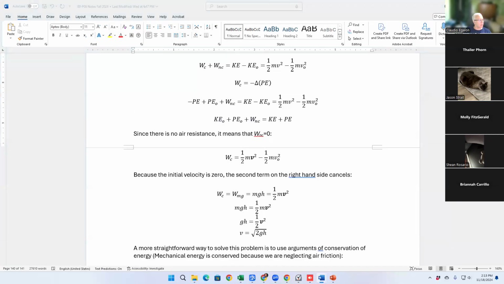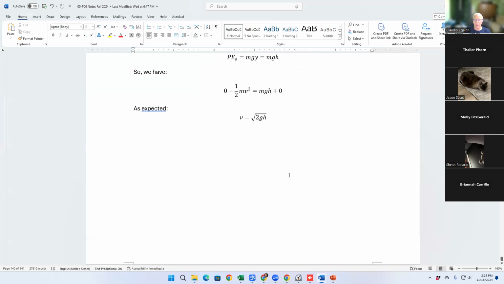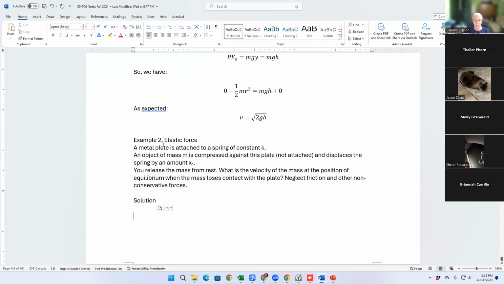We can also do another example of elastic force. Let's take a look here. Example 2. Elastic force. A metal plate is attached to a spring of constant k. An object of mass m is compressed against the plate and displaces the spring by an amount x naught. You release the mass from rest. What's the velocity of the mass at the position of equilibrium when the mass loses contact with the plate, right?